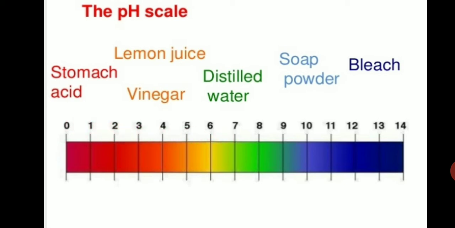When we dip into an acid or base, it shows color. Using that color we can identify which is the pH range, and we will say whether it is a strong acid or a weak acid.